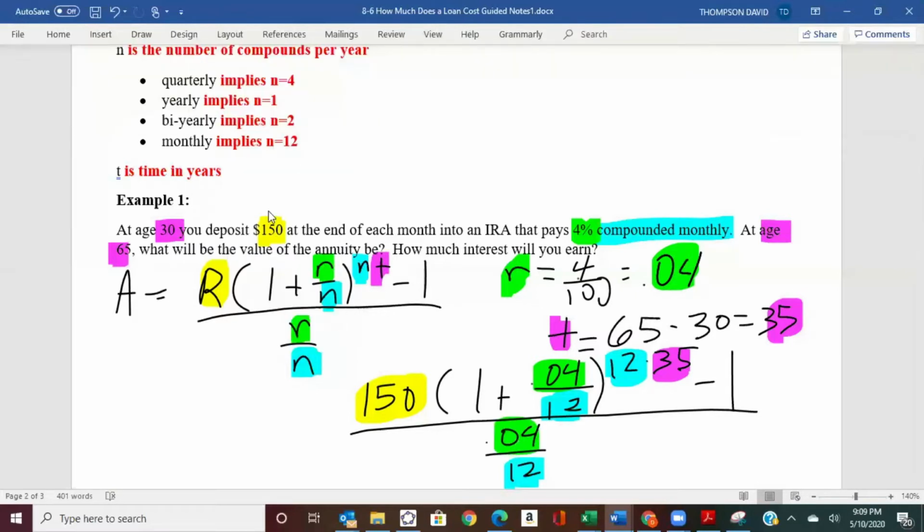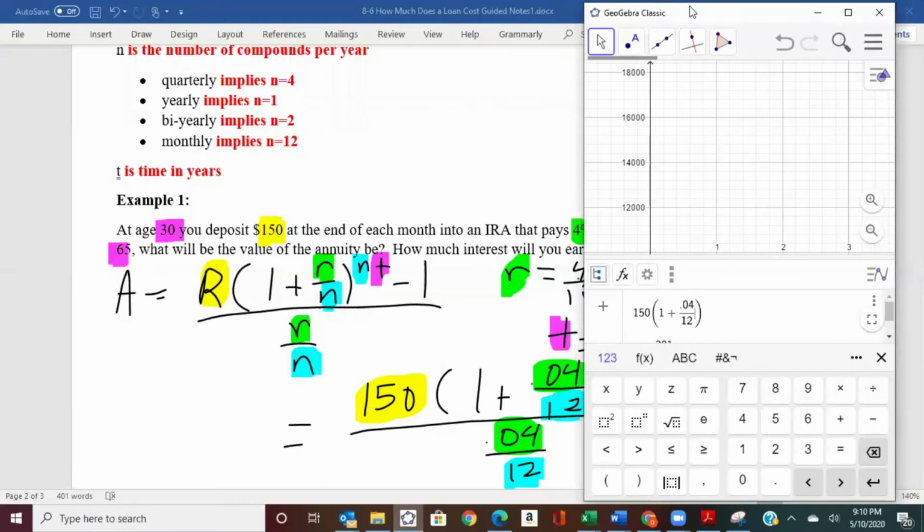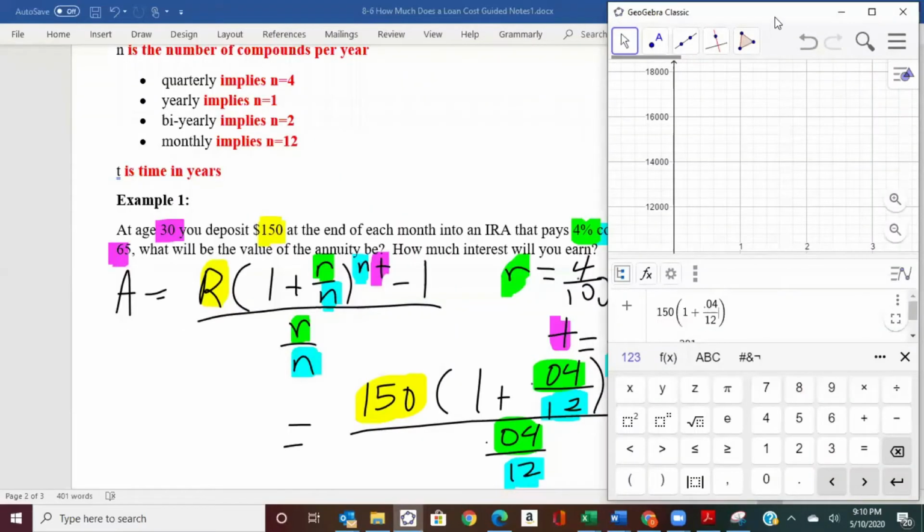From here, what I'll have to do is just plug it in the calculator, and I'll have the value of my annuity in 35 years. So again, I'm going to use Geogebra. You really can't do these types of problems without a calculator. These are designed as calculator problems. You have to use a calculator. The easiest type is using Geogebra or a calculator that works similarly like a TI-84.